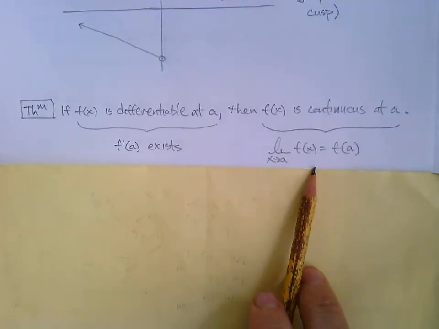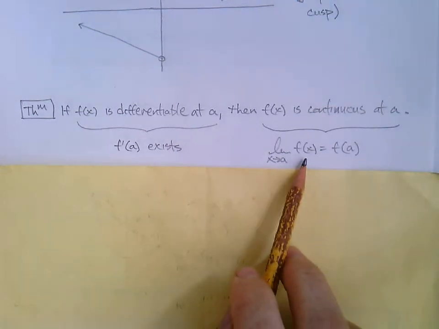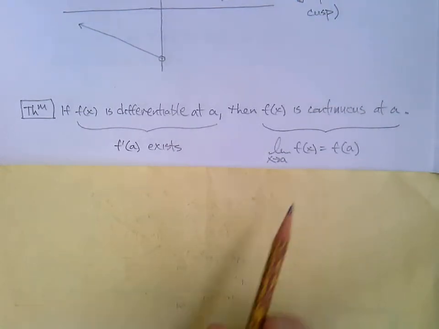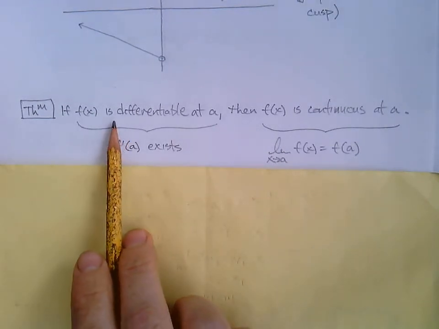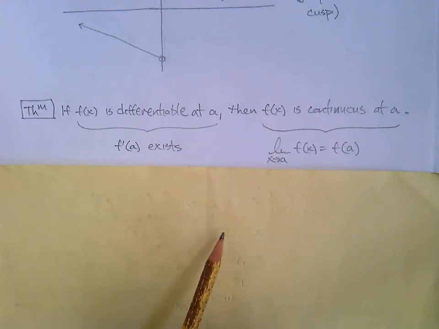And remember what continuous means. There's no hole. There's no jump in the original function. There's no vertical asymptote. Right? Well, yeah, if there's no jump, and there's no hole, well, I guess we should look at it the other way. If it's differentiable, then that means there's a tangent line. So if there's a tangent line, there couldn't have been a jump, there couldn't have been a hole, there couldn't have been a vertical asymptote. Makes sense.